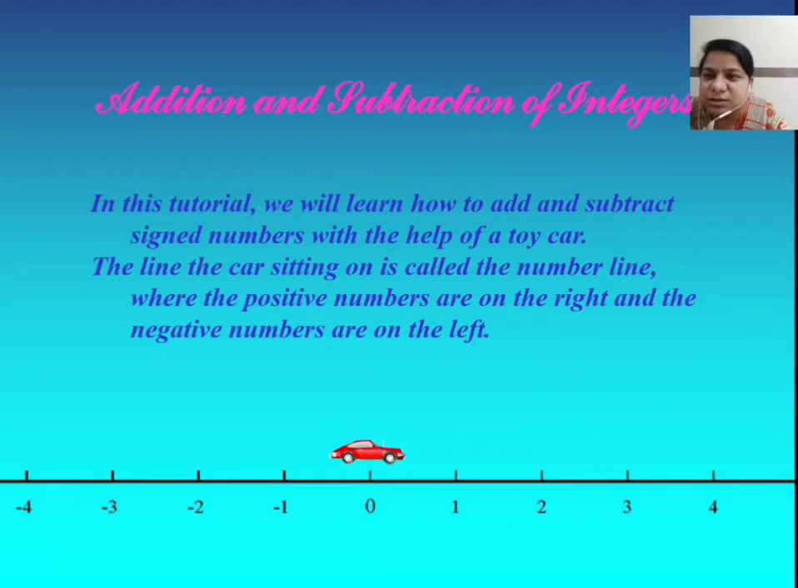So just check the line the car is sitting on. This is called the number line and the car will start from 0. To the right of 0 we have positive numbers, and to the left of 0 we have negative numbers, and I think we have already done this.